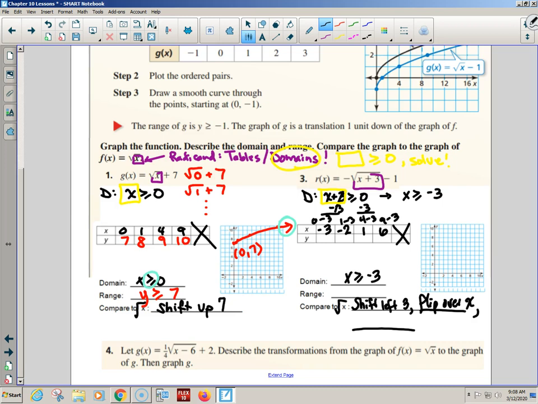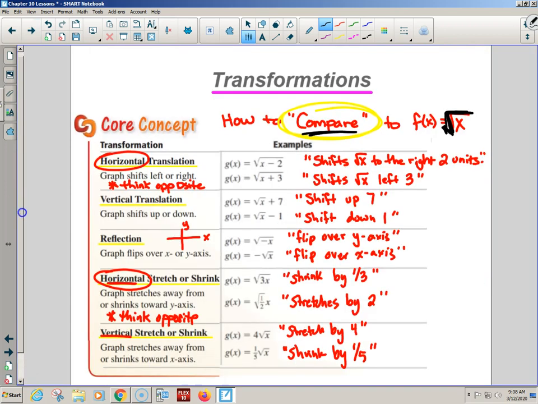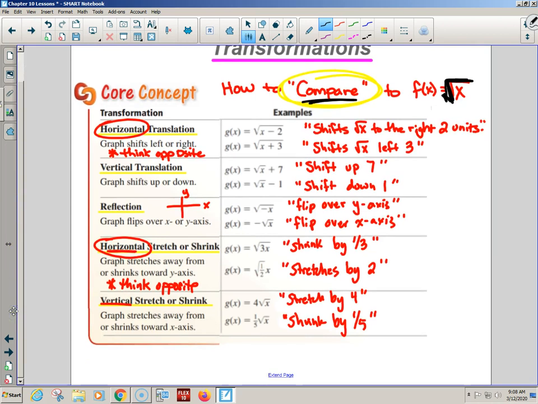Shift down. Did everybody else get that? A shift down. And I can show you here. There was a negative on the outside.